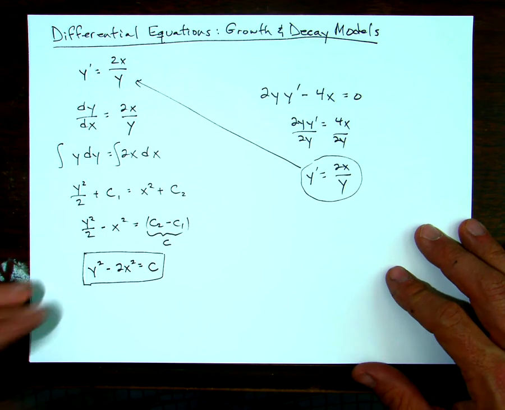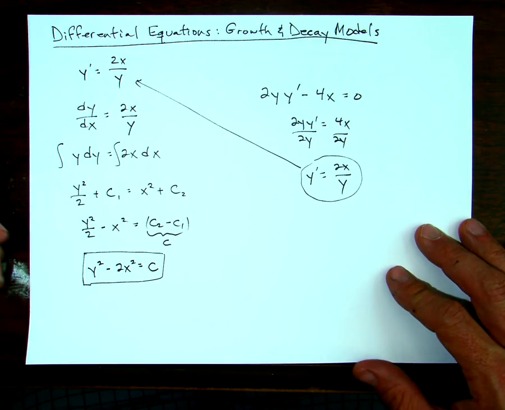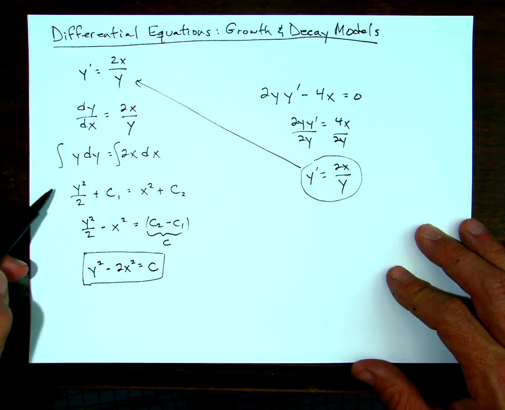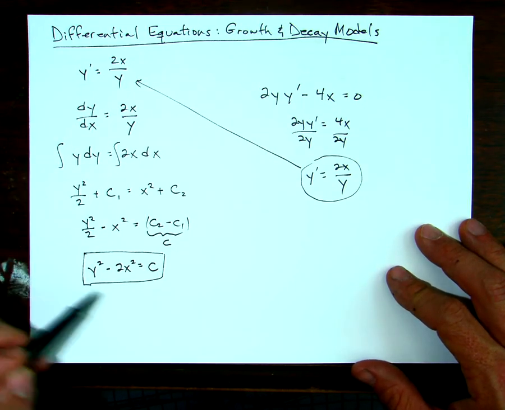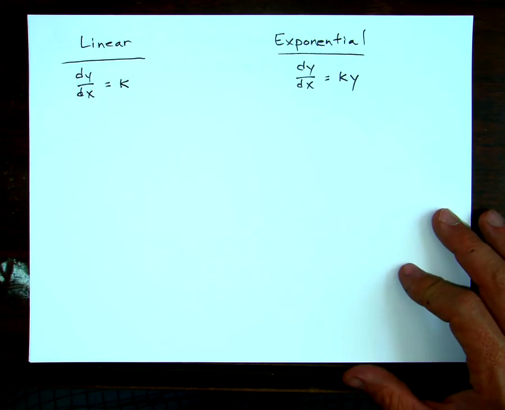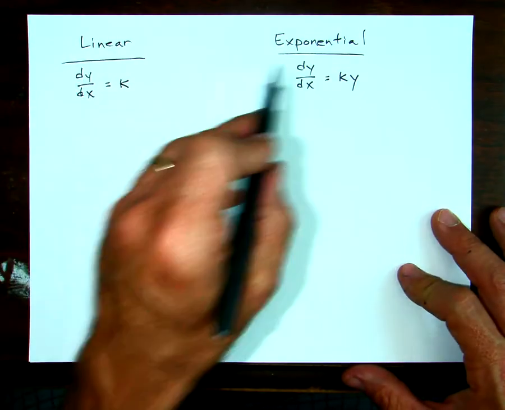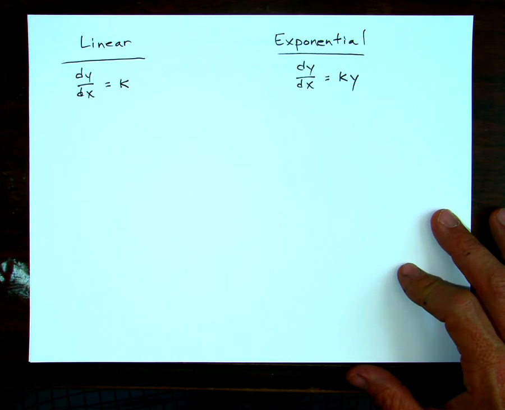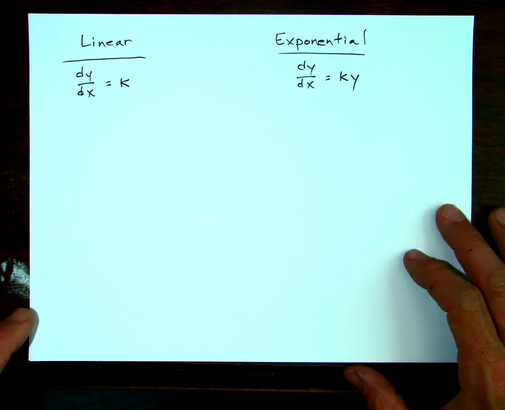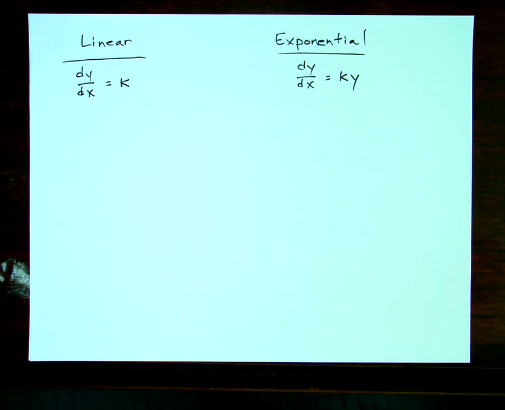Okay, so that's just a brief introduction to how we might solve. Again, this is still a very basic differential equation, but this is how we would separate the variables, integrate both sides, and then solve. Okay, the next thing I want to talk about is the difference between linear and exponential, because there are a lot of situations where exponential growth or decay can be modeled, and we want to know what that means in terms of the differential equation.